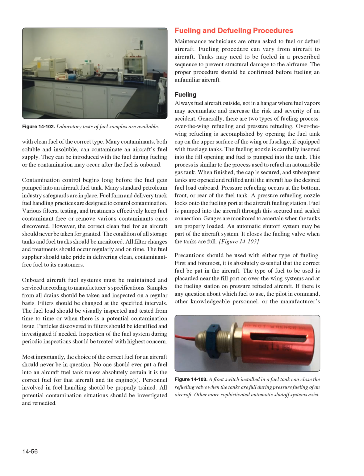Many contaminants, both soluble and insoluble, can contaminate an aircraft's fuel supply. They can be introduced with the fuel during fueling, or the contamination may occur after the fuel is on board. Contamination control begins long before the fuel gets pumped into an aircraft fuel tank. Many standard petroleum industry safeguards are in place. Fuel farm and delivery truck fuel handling practices are designed to control contamination. Various filters, testing, and treatments effectively keep fuel contaminant free or remove various contaminants once discovered.